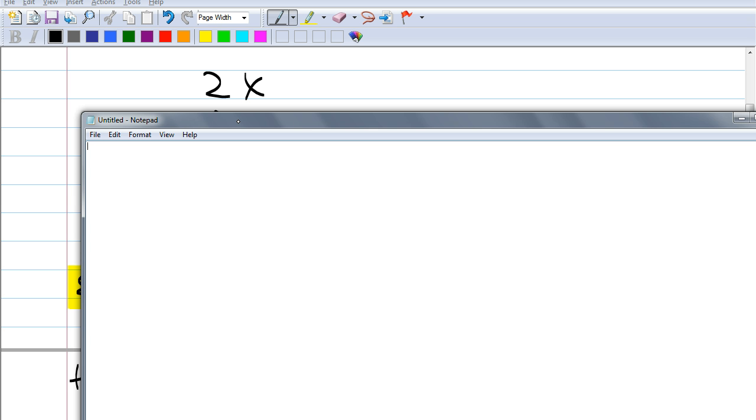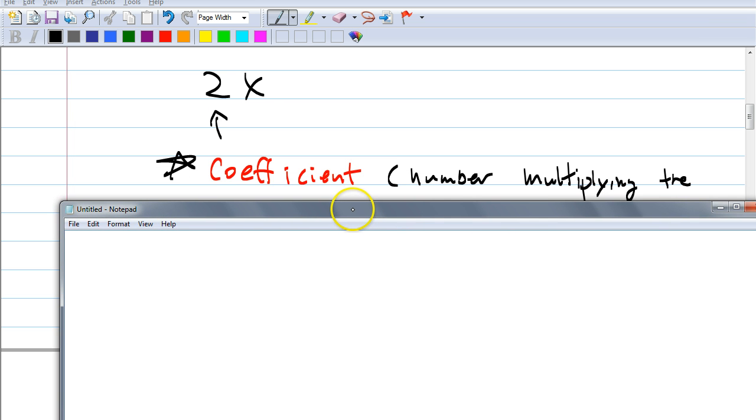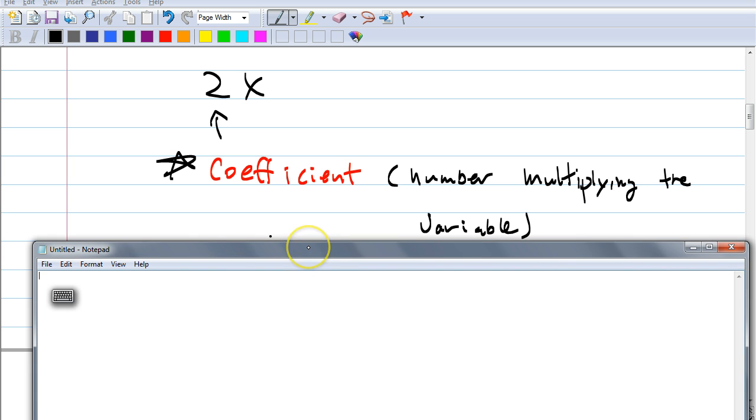What do we call this 2, the number in front of x? There's a special name for this one. Claire, do you remember the name of this? Starts with C. Coefficient is correct. So I'm going to refer to these numbers that way, so if I say, look at the coefficient, you know what I'm talking about. A coefficient is a number multiplying the variable. That's it. Very simple. It sounds really hard, but it's not really. Okay, write that down.